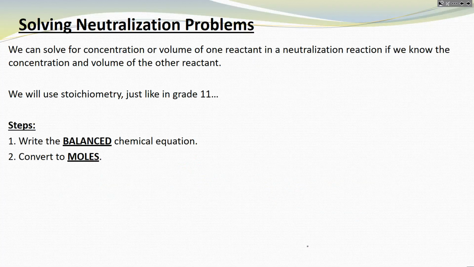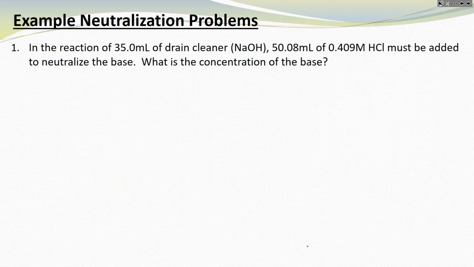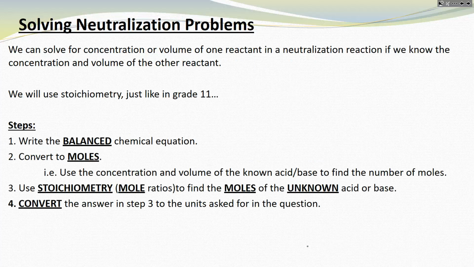We're basically just doing stoichiometry like we did in grade 11. So in order to do stoichiometry, there's a few steps we have to follow. We always write the balanced equation. We have to convert whatever we're given into moles, and we use the mole ratio to find the moles of what we're looking for, and then we convert to whatever units we're being asked for in the question.